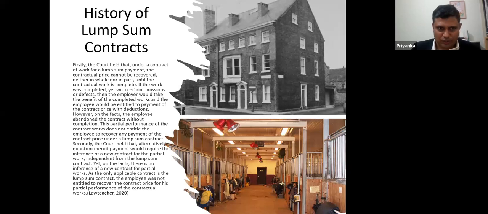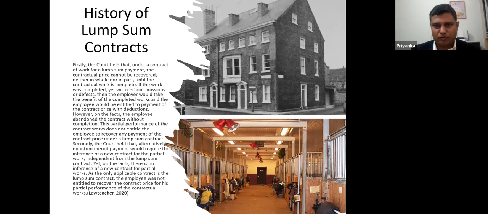Then the judge decides. The court held that under a contract of work for a lump sum payment, the contractual price cannot be recovered, neither the whole nor in part, until the contractual work is complete. This is what you sign as a standard form of agreement.